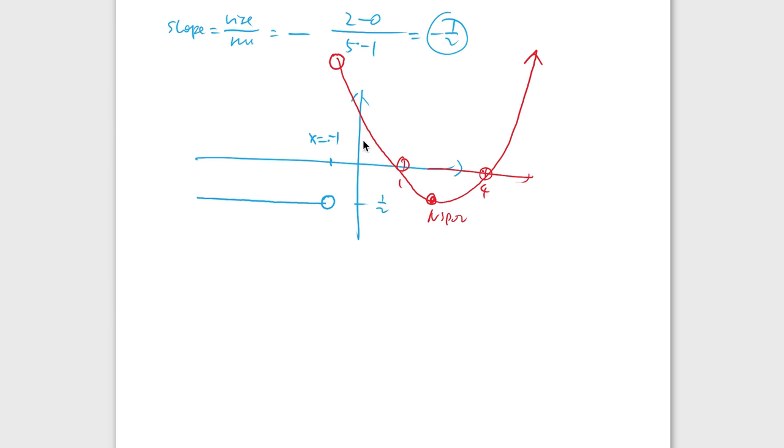So the perfect diagram should just look like whatever I have here. So the non-stationary point of inflection is at x equals 2.5. Right, so this is 2.5.